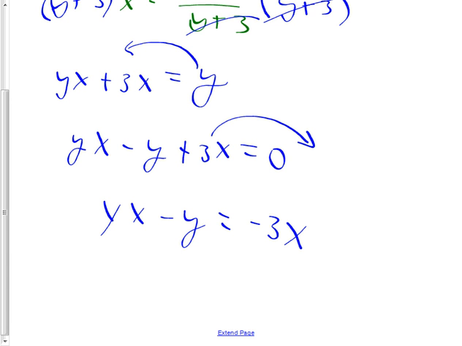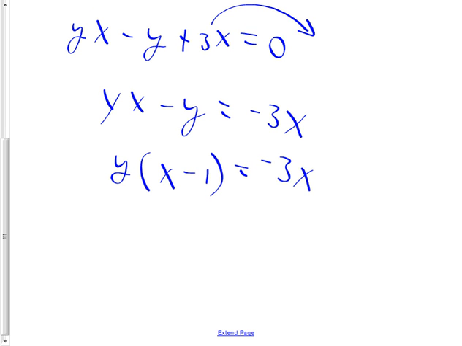Now, I got the y's all in the same spot, and here's the big moment where either you have this skill or you don't. You got to be able to factor. Factor out the y. Notice there was a y in both of them. That's why I could factor the y out to the front. If I multiplied this back out, it would give me yx minus y, and that's what I had.